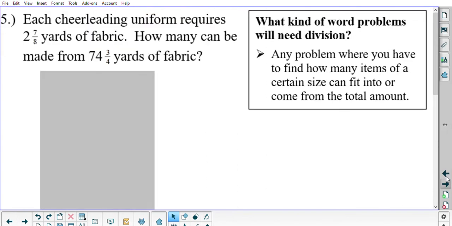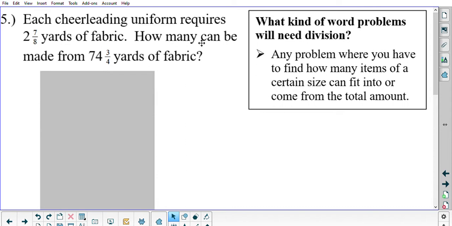All right, moving on. Problem number 5. This one is done for you on your guided notes, but let's talk about these real-life scenario problems. In the box, what kind of word problems will need division? Here's something to look for. Any problem where you have to find how many items of a certain size can fit into or come from a total amount, that's going to be your classic division problem. How many of these smaller pieces can fit into the bigger whole or the bigger amount total?